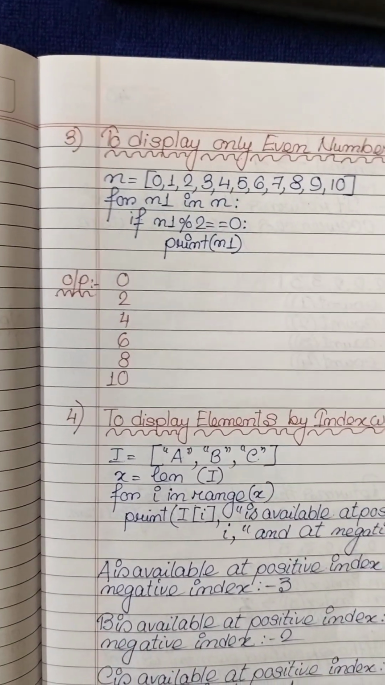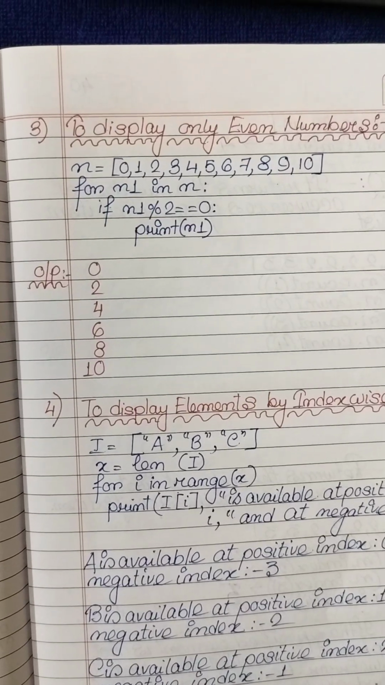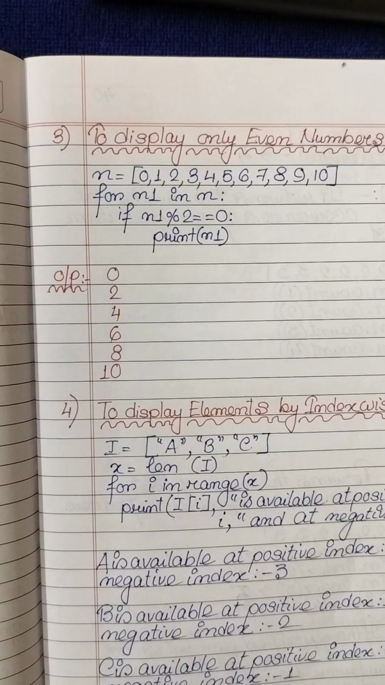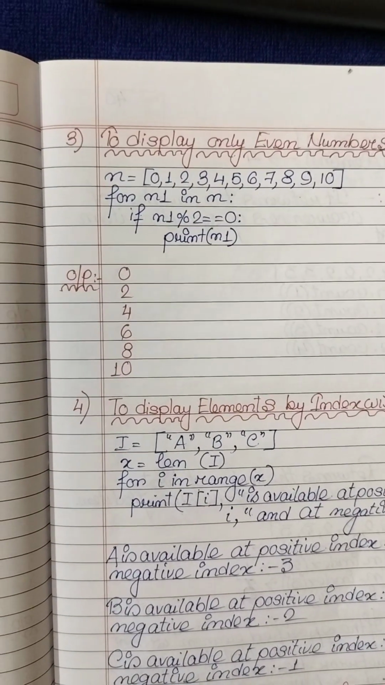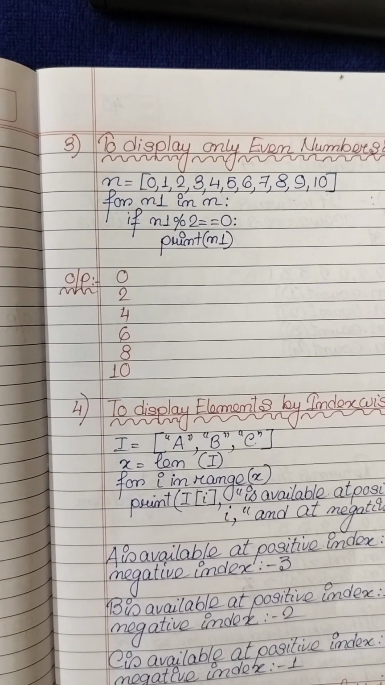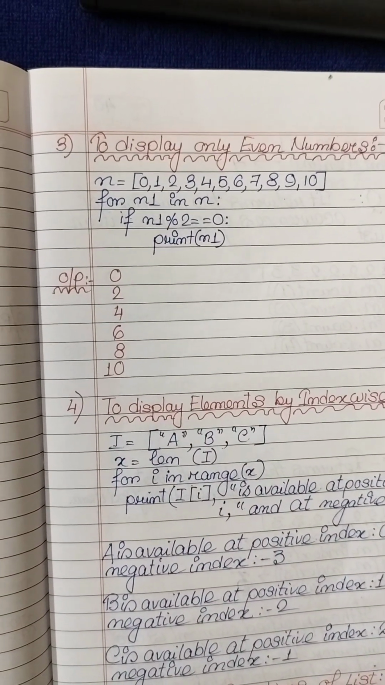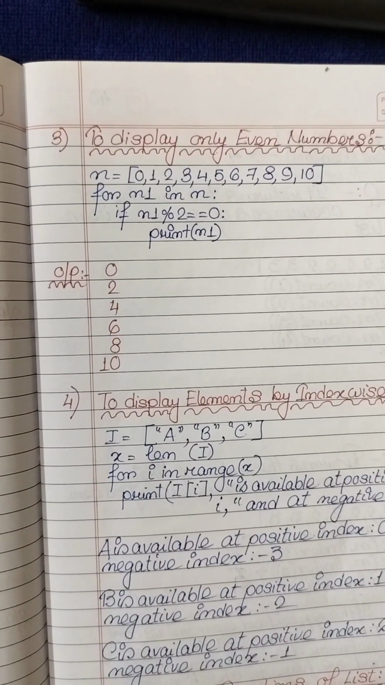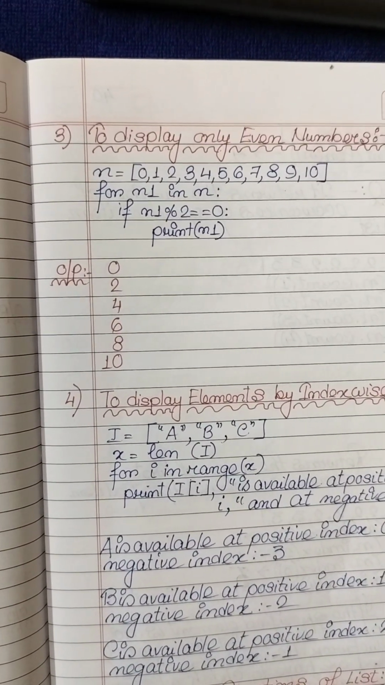Okay friends, so in this video I have discussed list and mutability, and traversing elements by using a while loop and a for loop, and using a for loop example I have displayed the even numbers.